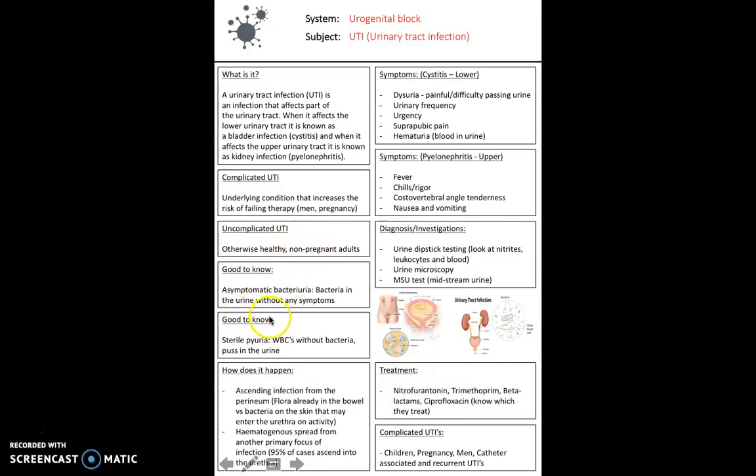It's good to know about these two terms as well: asymptomatic bacteriuria, where there's bacteria in the urine without any symptoms, and sterile pyuria, where there are white blood cells and pus in the urine without bacteria. It's also good to know the technical names: a lower urinary tract infection is called cystitis, and an upper urinary tract infection is called pyelonephritis. It's important to be aware of these because the symptoms differ depending on the type of UTI.